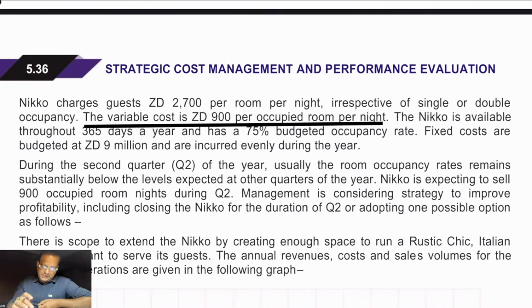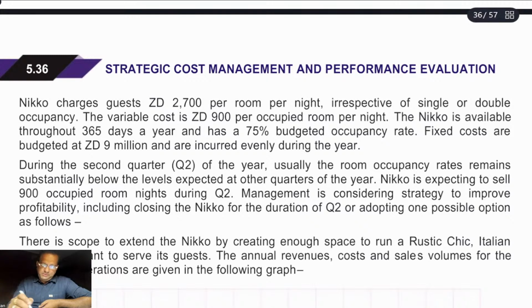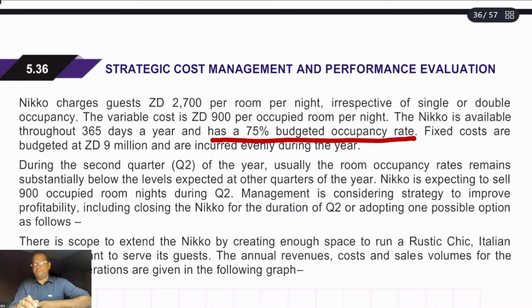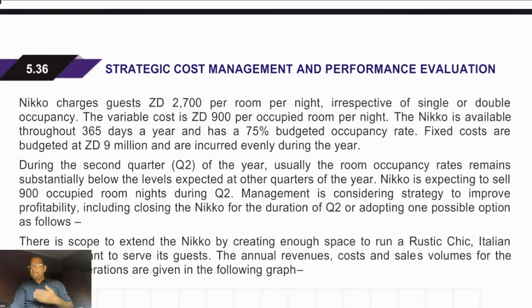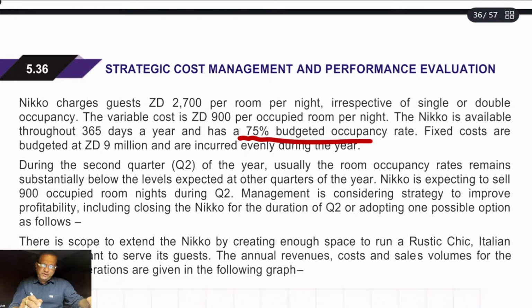चलिए तो बड़े आगे देखिए अब आगे. The hotel is available throughout 365 days a year and has a 75% budget occupancy rate. Definitely, this 75% is the average occupancy rate. In the peak season, they are having 100% occupancy rate. In the mid season, something between 75 to 80, 90. And in the off season, they can have occupancy below 75%. So the average occupancy rate is 75% of the total.